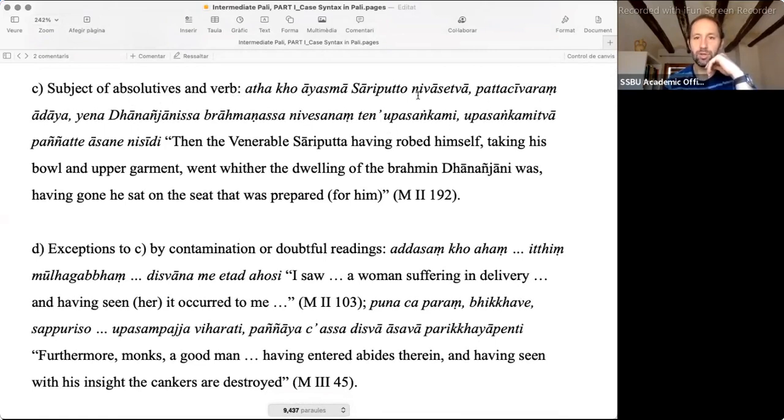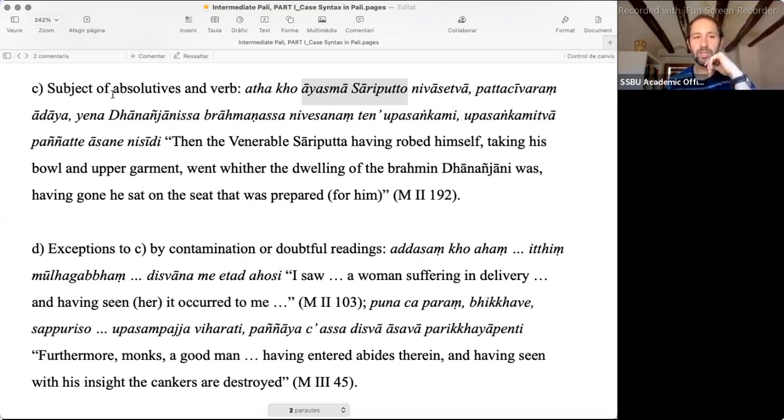So: atha kho ayasma sariputto nivasetva pattacivaram adaya yena dhananjanissa brahmanassa nivesanam tena upasankami. Upasankamitva pannatte asane nisidi. So here what you can see is that the same nominative, ayasma sariputto, functions as the subject of nivasetva, adaya, upasankami, upasankamitva, and nisidi. So you have this sequence of absolutives, and at the end of the sequence you may find a personal verb, in this case third person singular. Remember that in Pali we call it the first person, but in English we call it the third person.